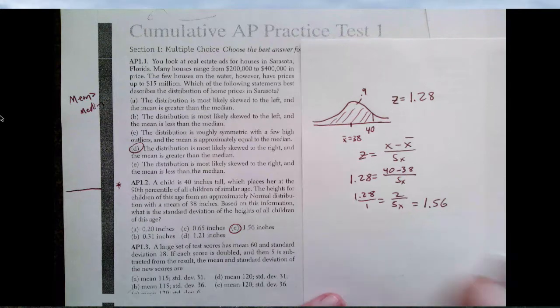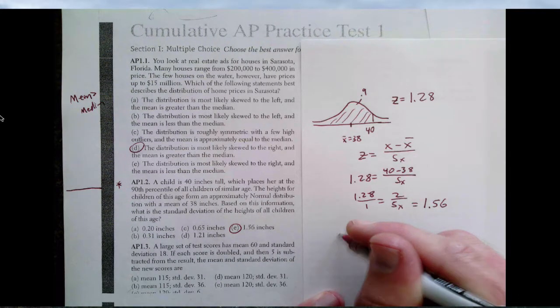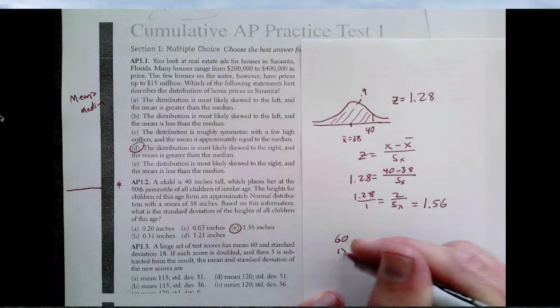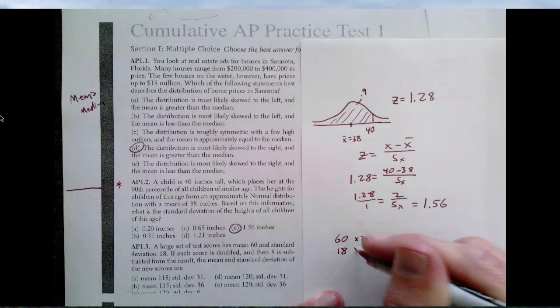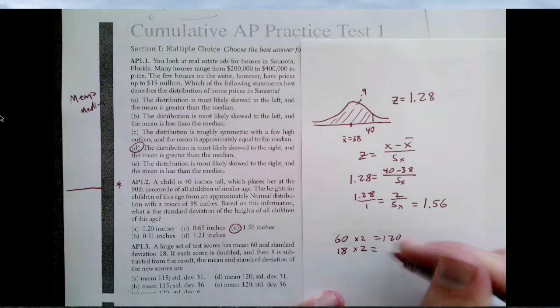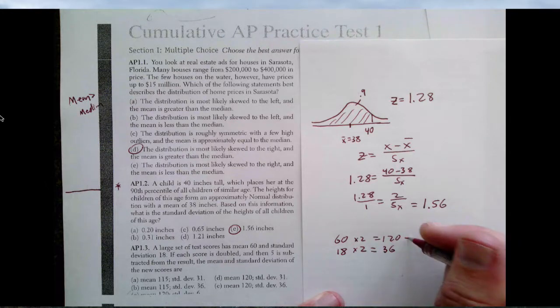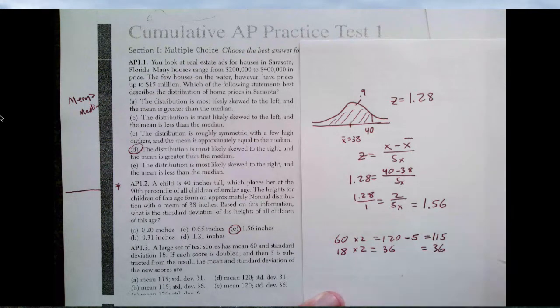Okay, so when you double it, you're going to multiply by 2, and multiplying affects the 60 and the 18. So when you times by 2, they both times by 2. So we end up with 120 and 36. The next one says 5 is subtracted, and subtracting 5 only affects the center. So this goes to 115, and this is 36. So 115 and 36 is B.